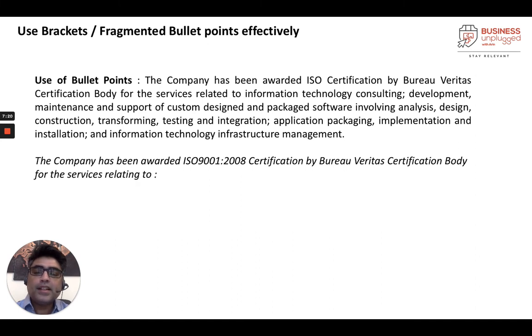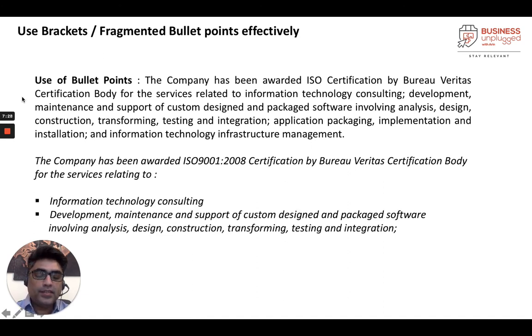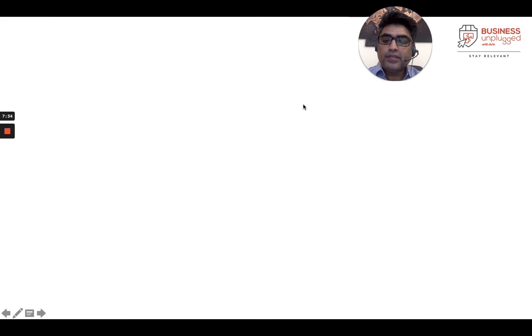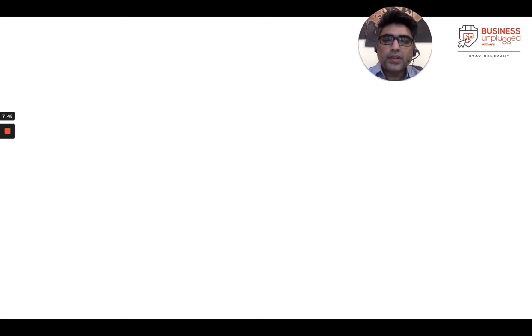So you can say the company has been awarded this certification by Bureau Veritas certification body for the services relating to information technology, consulting, development, maintenance, and all this stuff, right? So this is going to be the right way of placing across in this sort of a scenario where you cannot avoid mentioning certain things, but then it has to be broken down so that it is quite readable for the reader who is actually going through the report, right?